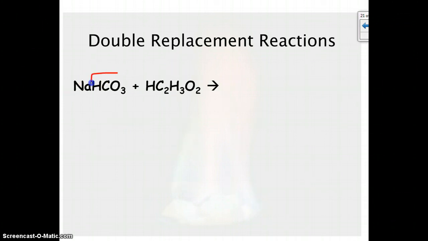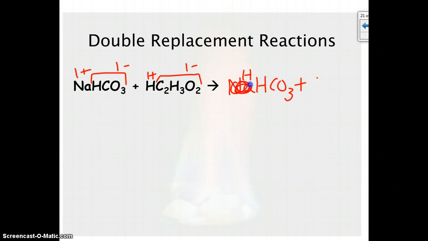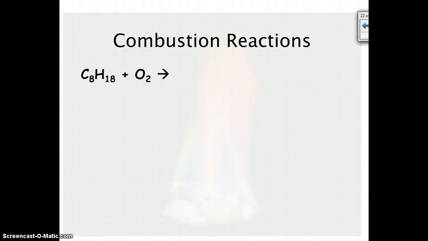Okay, we got the HCO3, which is 1 minus, the Na, which is 1 plus, the H, which is 1 plus, and the C2H3O2, which is 1 minus. So this will involve really no swapping and dropping, just swapping the fronts, just paying attention, which I'm obviously not doing at this point. Okay, so it's H3O, HCO3, and then Na, C2H3O2. And no balancing really needed because we didn't swap and drop anything.